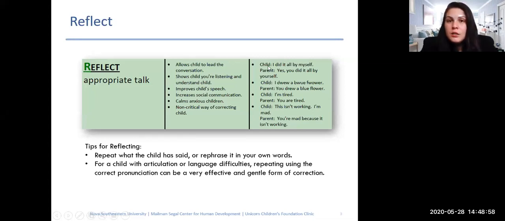So here, the example, the child: I did it all by myself. The parent: yes, you did it all by yourself. So again, reflecting right back what we heard. The child: I do a blue flower. So here, the child is maybe having a hard time with the L sound. So the parent is reflecting back, modeling the appropriate language skills: so you drew a blue flower. The child: I'm tired. Parent: you are tired. So I want you to think of reflecting as literally just mirroring back exactly what your child is telling you.